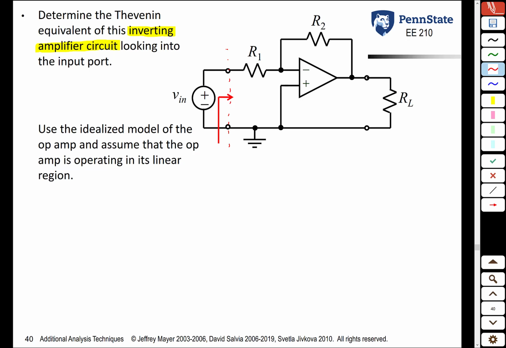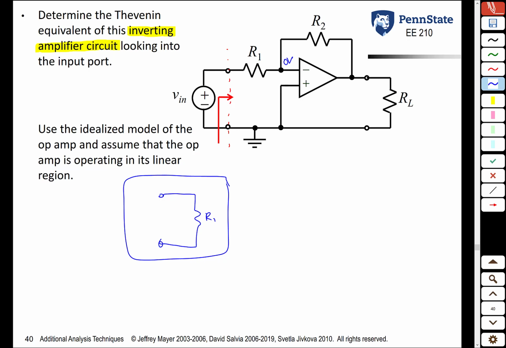Using the ideal model of the op-amp, we know that the voltage at the inverting terminal, because of the virtual short circuit approximation, is the same as the voltage at the non-inverting terminal, or 0 volts. And so it doesn't take much to see that all that Vin sees is a resistor R1. So the Thevenin equivalent circuit, as seen by Vin, is simply R1.